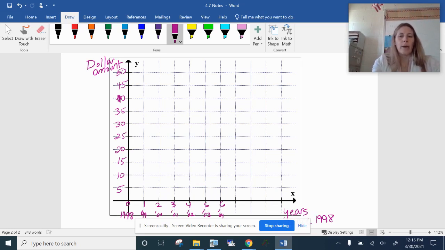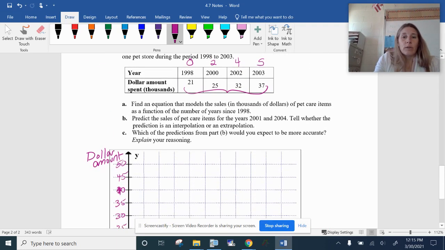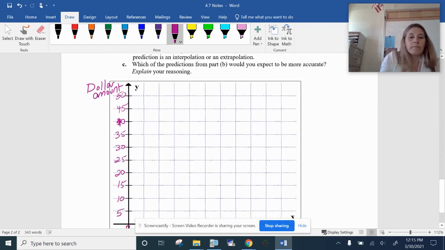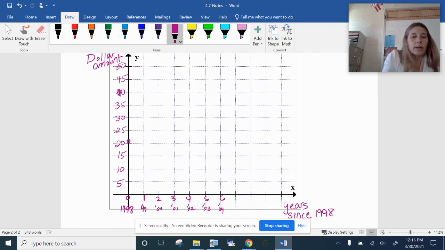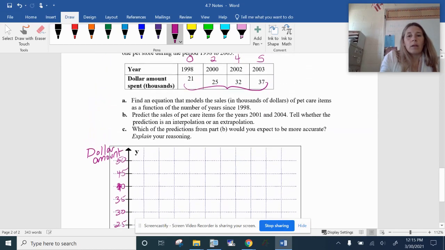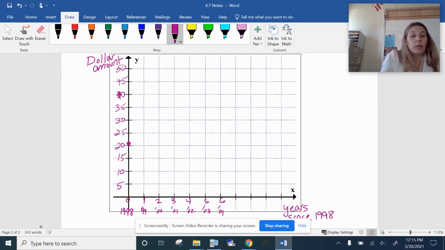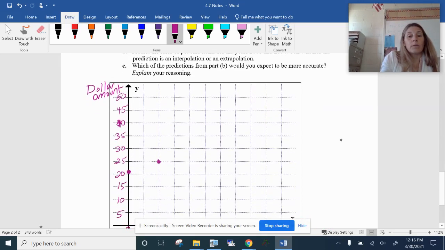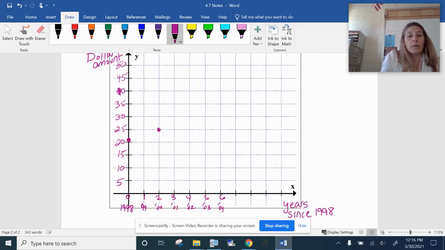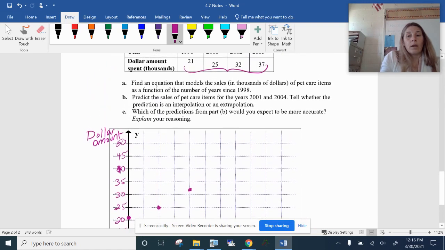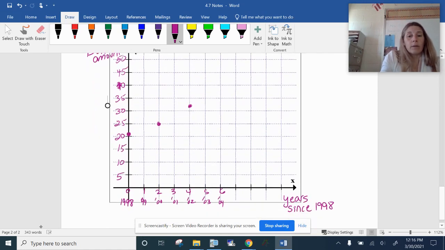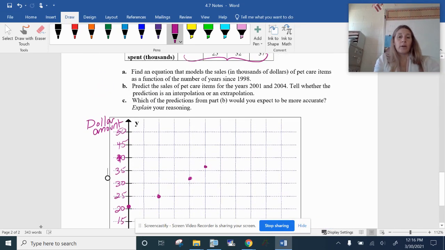So now we're going to plot our points and make our scatter plot. In year 0, we had 21,000. So right there. Then in year 2000, which is 2 years later, we had 25. So 2 years later, 25,000. And then 4 years later was 32,000. And 5 years later was 37,000. Okay, so we can see that positive correlation emerging here.